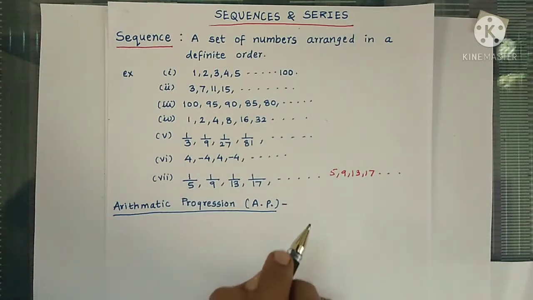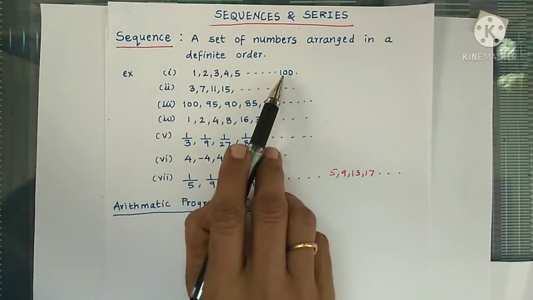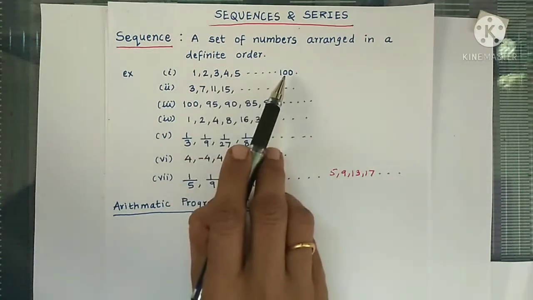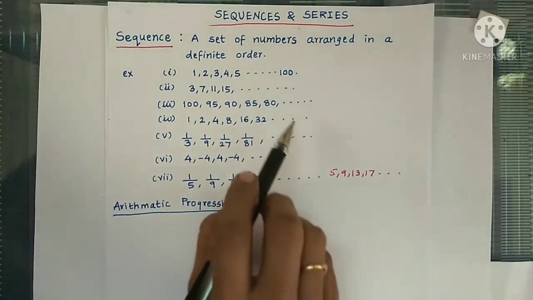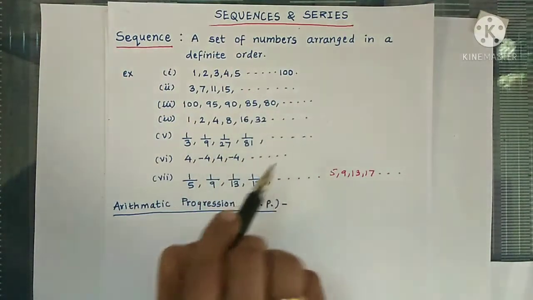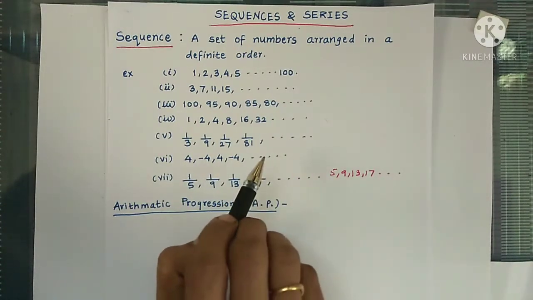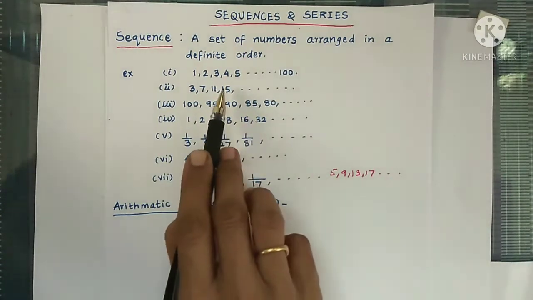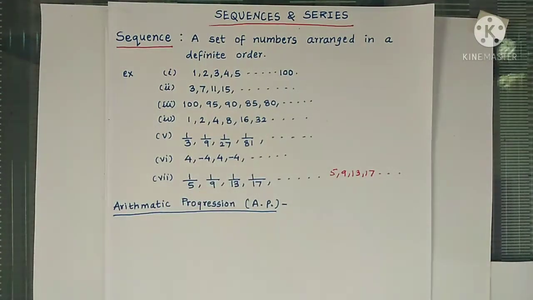Okay, let's see now. The first sequence is a finite sequence as it contains a finite number of elements. And in the remaining sequences, dot dot dot is given. That means there are infinitely many numbers. So it is an infinite sequence. So all the sequences after the first one are infinite sequences.